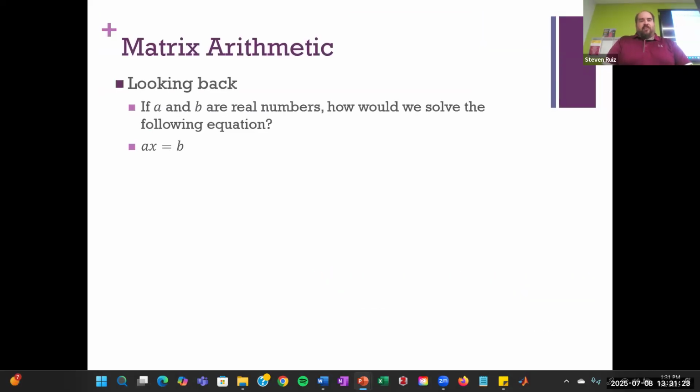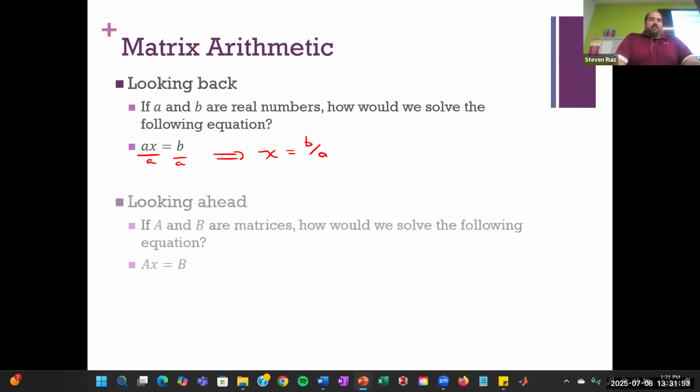Okay, so let's go back to real number land for a second. If I gave you this equation right here, ax equals b, and I wanted you to solve for x, what would you do? Divide both sides by a, right? And then I get x equals b over a. So divide by a number and you can isolate x.